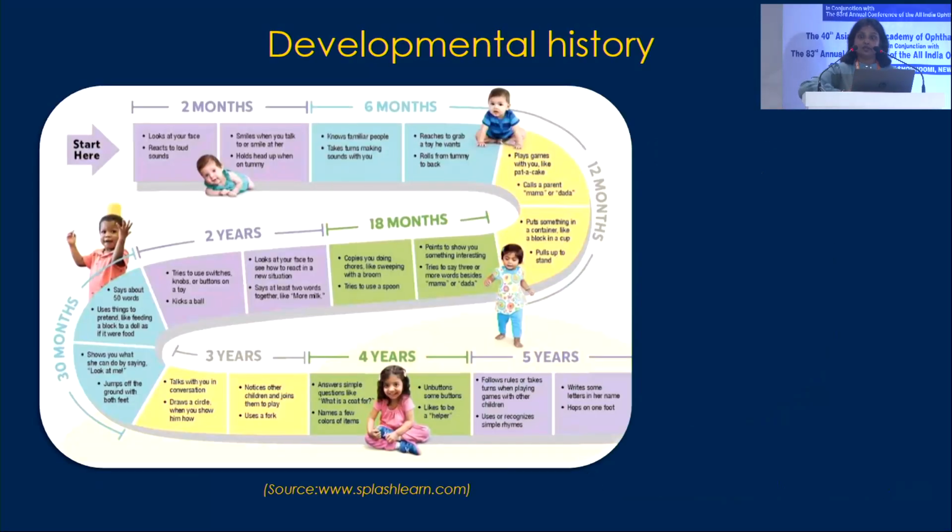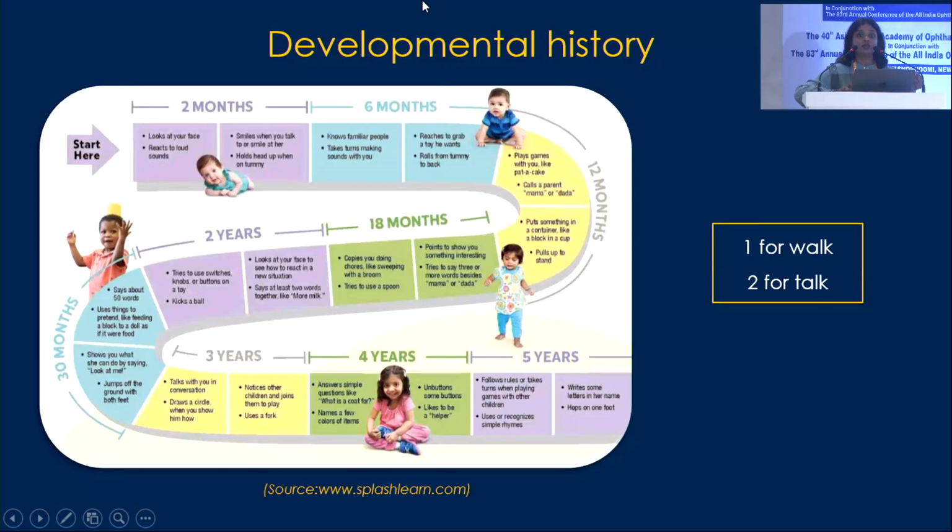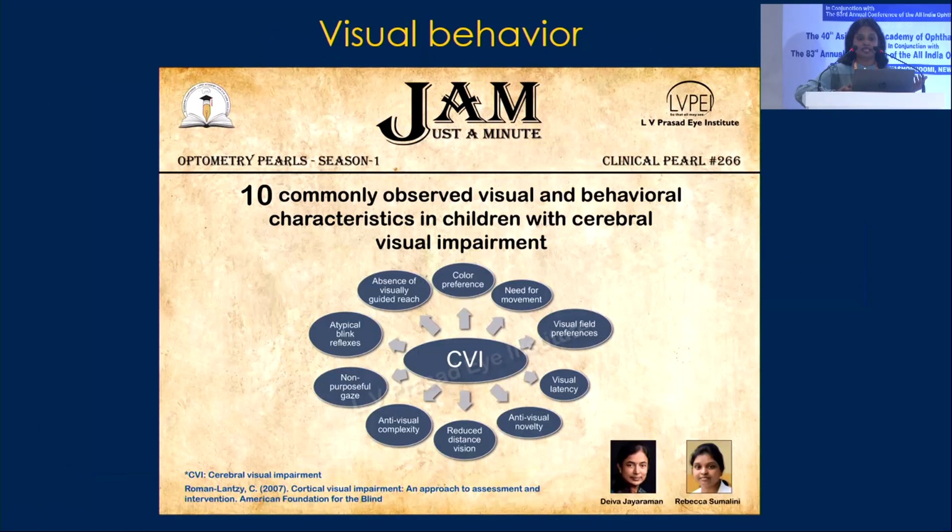In addition to birth history, we also need to concentrate on the developmental history, not just the visual developmental milestones. You have to concentrate on the other developmental milestones as well. So an easy to remember mnemonic would be 1 for walk, 2 for talk. If the child has not attained these milestones past the age, it should raise a red flag, and you need to refer the child to a developmental pediatrician for further assessment.